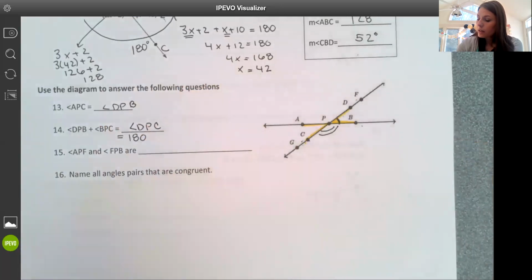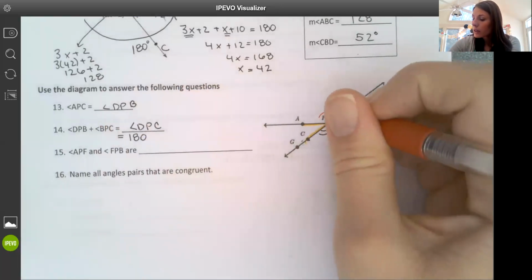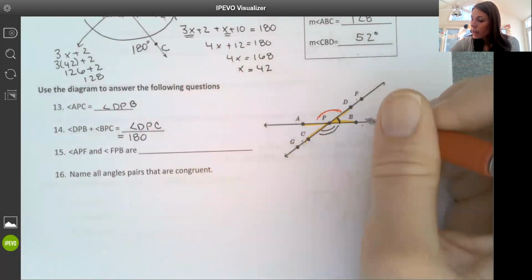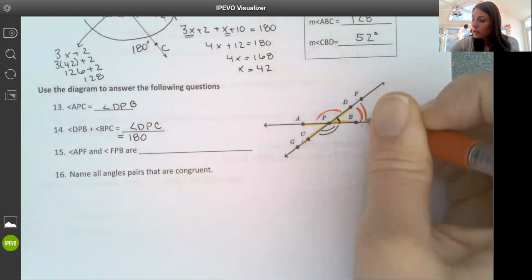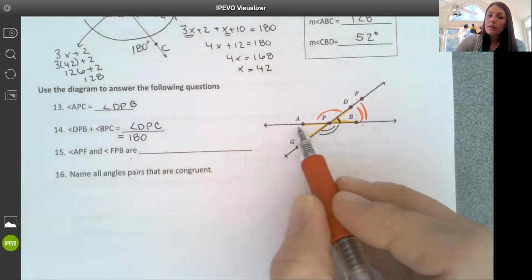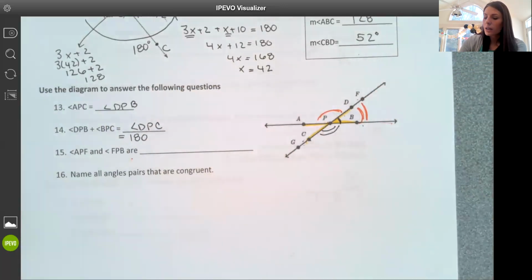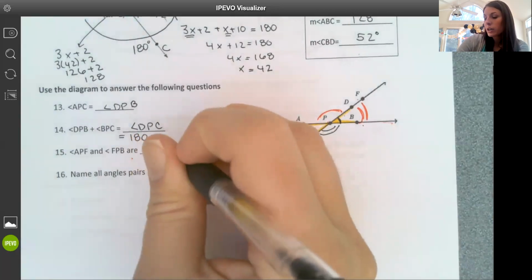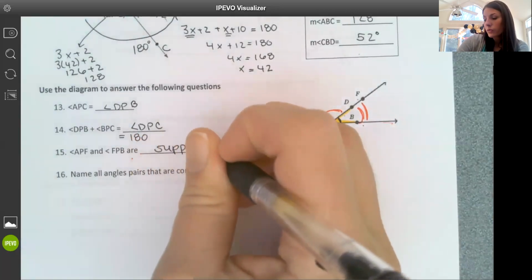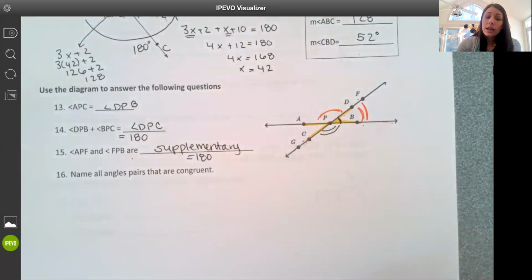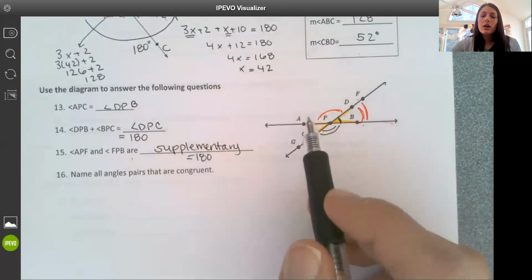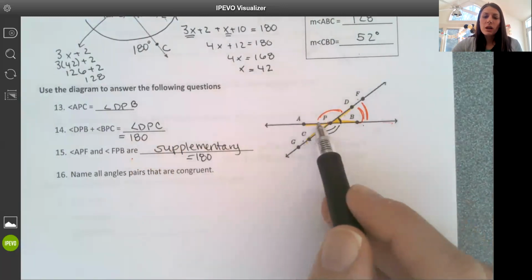APF, so that's, I use a different color, this angle here. And FPB is this angle here. And that, looking for that straight line, are supplementary. Or you could say equal to 180. You could say are adjacent angles, okay, but it's looking for the fact that those two make up a line.